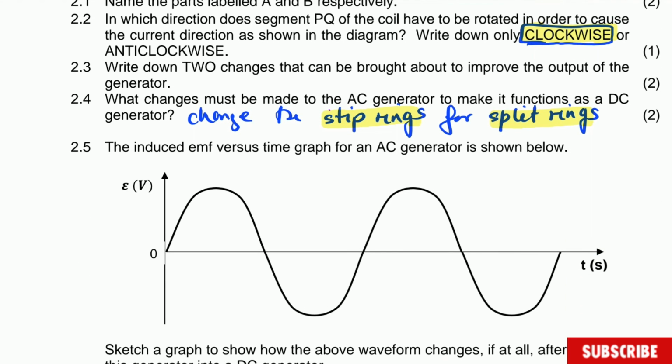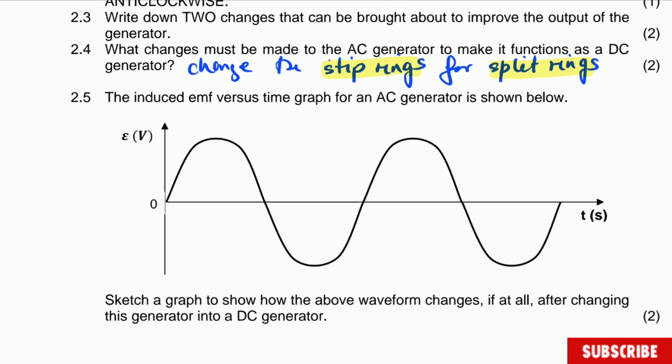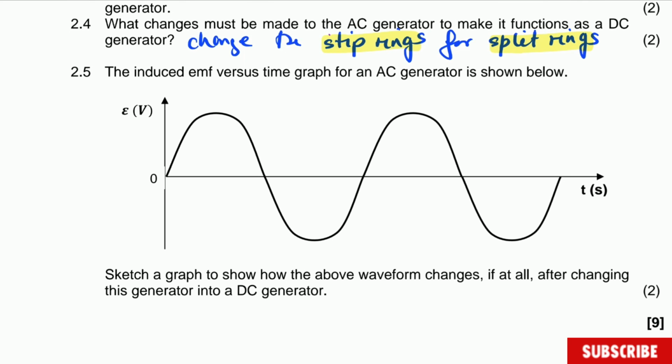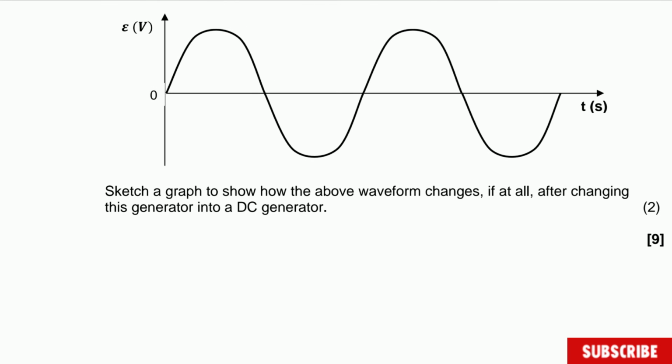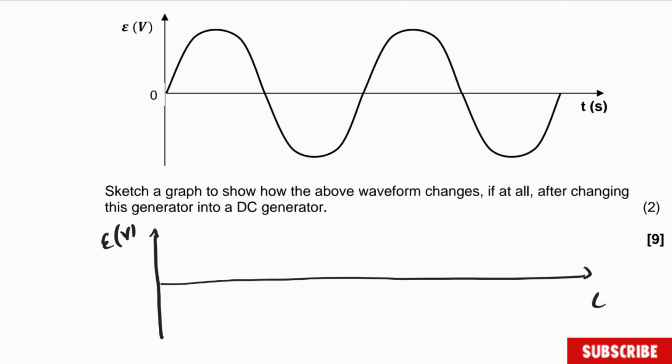The induced EMF versus time graph for an AC generator is shown below. Sketch a graph to show how this will change. Very simple. We've done it before. Let's do it here at the bottom. So let's have the axes, in which this one is the EMF and this one is the time.